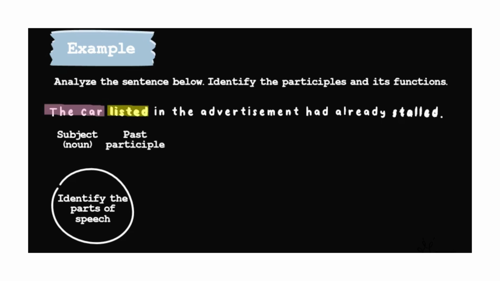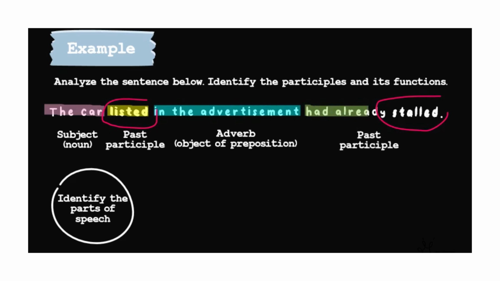Listed is the past participle. In the advertisement is a prepositional phrase. It is an object of preposition. Had already stalled is a past participle. Here, we can see that we have two past participles, listed and stalled. So which one will be the adjective and which one will be the verb?